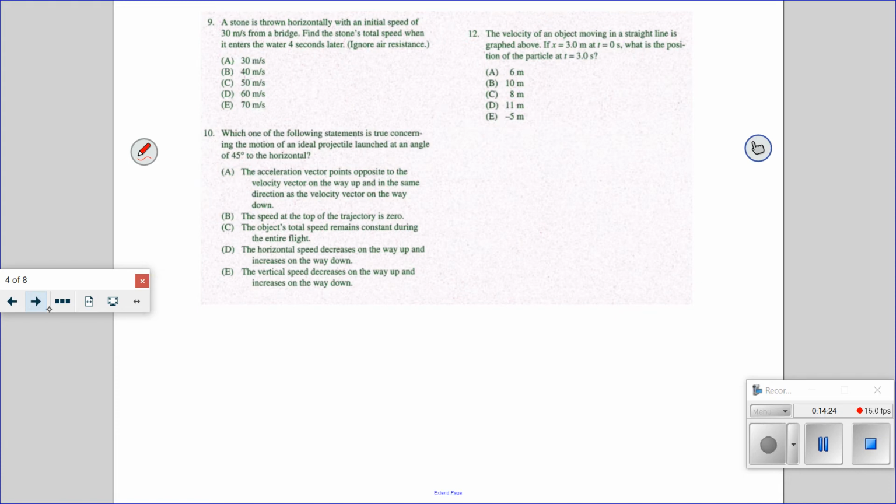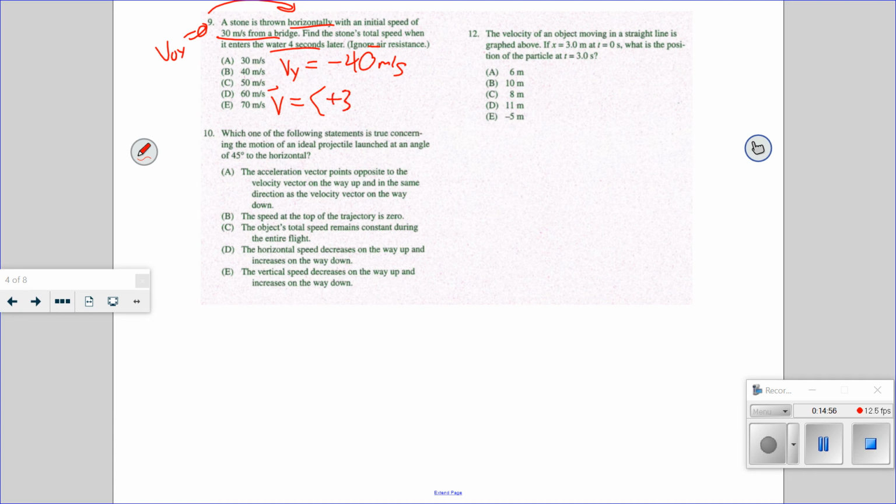Horizontally again. Okay, find the total speed when it enters the water 4 seconds later. Oh, okay. After 4 seconds, v0y equals 0, because it's always thrown horizontally. It's not vertically at all, not up or down. So vy after 4 seconds is minus 40 meters per second down. There's no air resistance. Ignore air resistance. So my final velocity is actually going to be plus 30, minus 40.